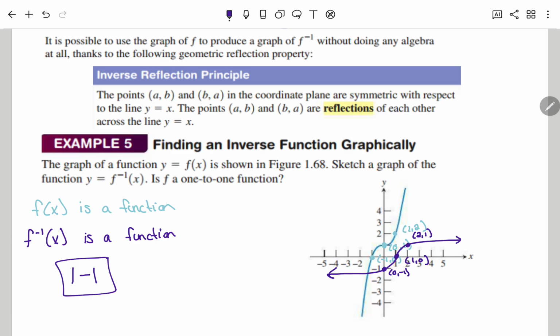So we talked about two concepts there. One was the vertical line test and horizontal line test, which told us it was one-to-one. The other was finding the points and then graphing those points as the reverse to find the inverse graph.